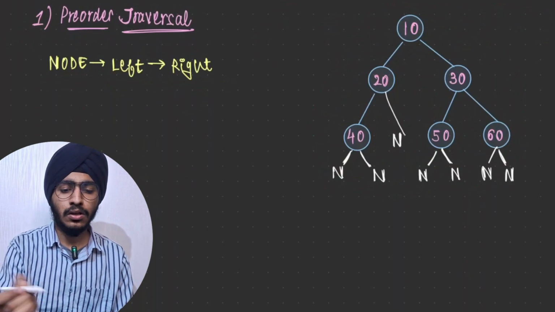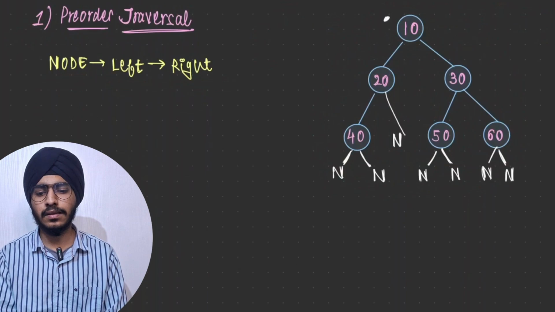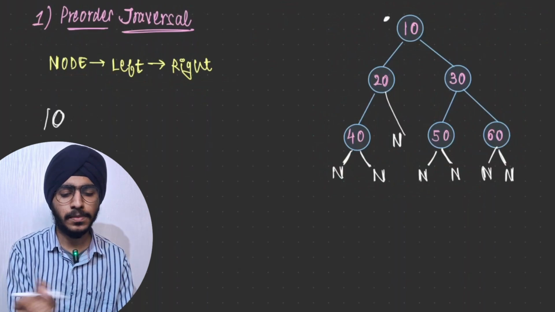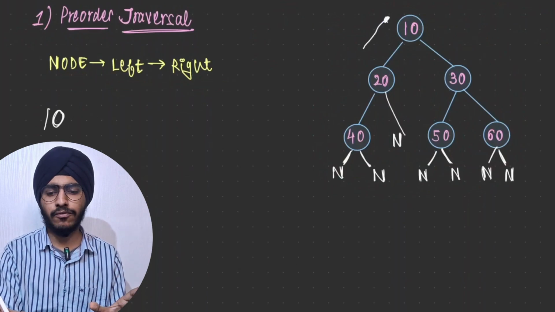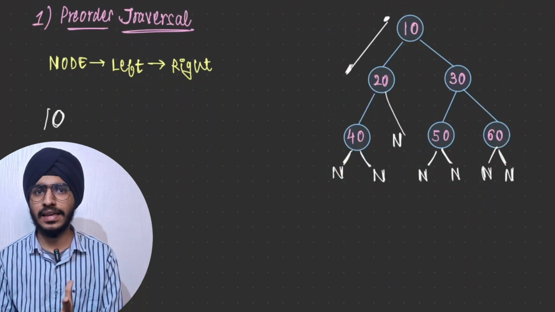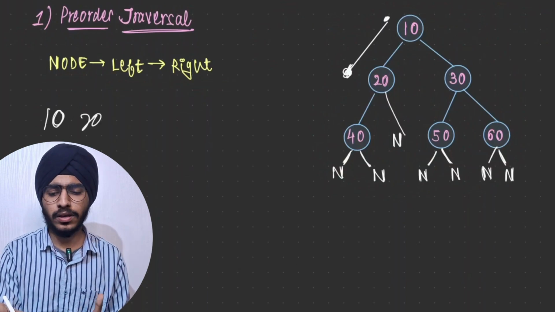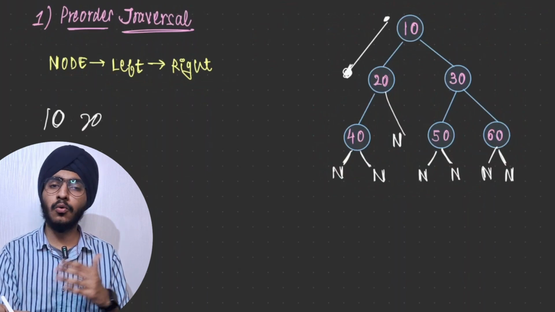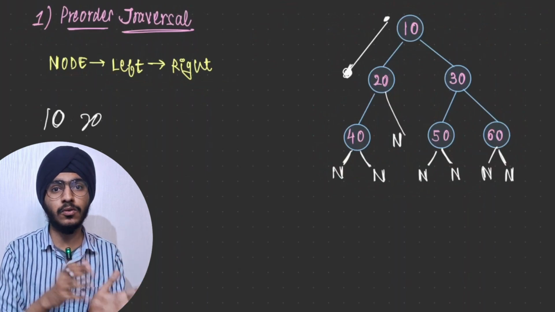Let's do it now. This is 10, and PreOrder Traversal says first print me. Now 10 will say okay, I have been printed, now go to the left. So we will come to 20. Same story happens with 20 as well. 20 will say okay, print me. Now I am done, go to my left, then after completing the left, go to my right.